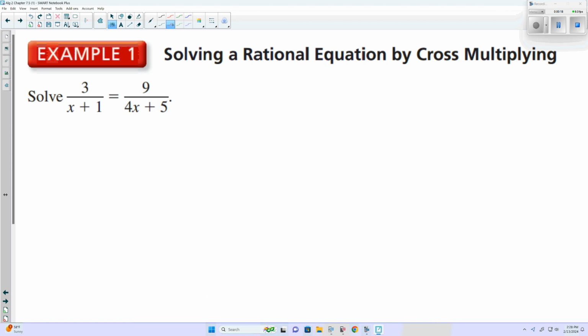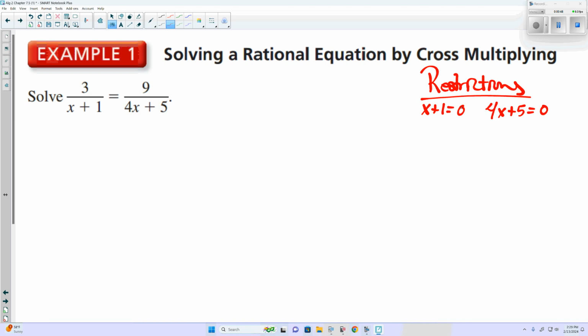Now, one of the first things we need to do in solving rational equations is to find the restrictions. Our restriction tells us what values x cannot be. Essentially, these restrictions are the values that are going to make the denominator be 0. The two places that it can be 0 are x plus 1 and 4x plus 5. In neither one of these cases can we have it be 0.